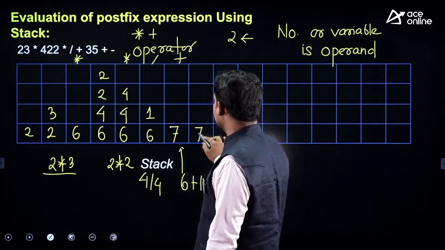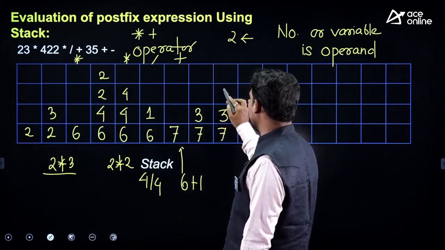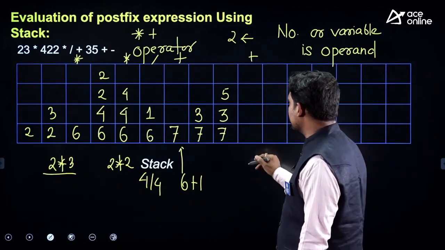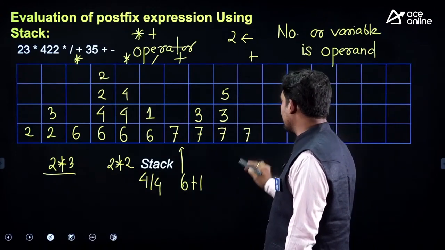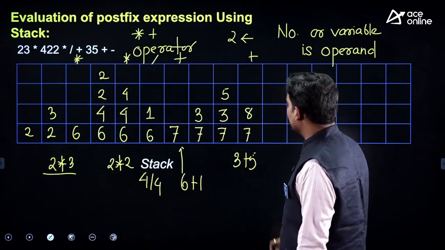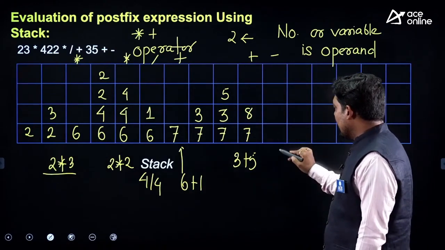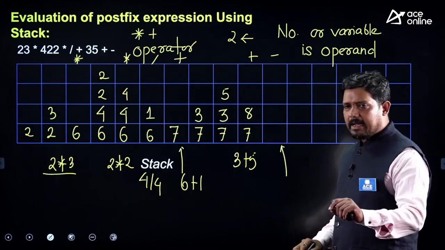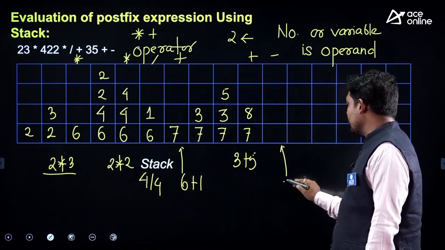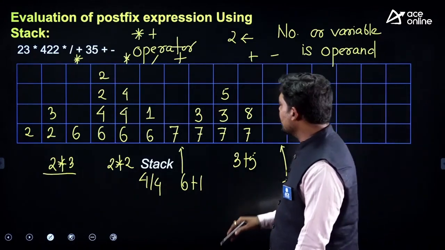Now 3, 5, 7, then 3 we push. 5, so 7, 3, 5 we push. Then comes plus. In this case, 7 is there, and the operation will be 3 plus 5, which is equal to 8, and then finally minus. Now here it matters. Accidentally if you have done 8 minus 7, the answer will be wrong. This is the second operand, this is the first operand. So the answer is 7 minus 8, which is equal to minus 1. The answer for this question is minus 1.